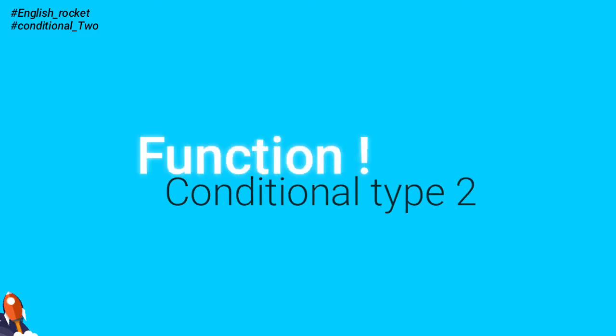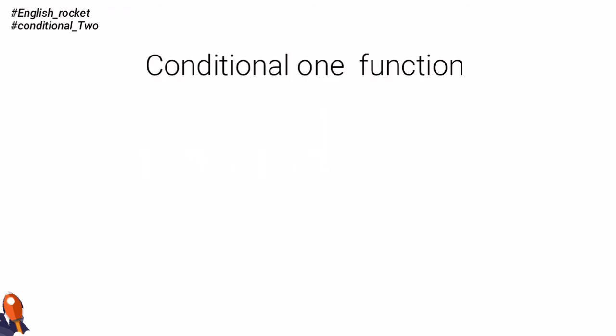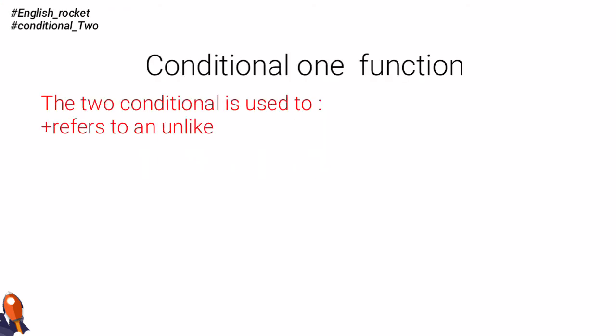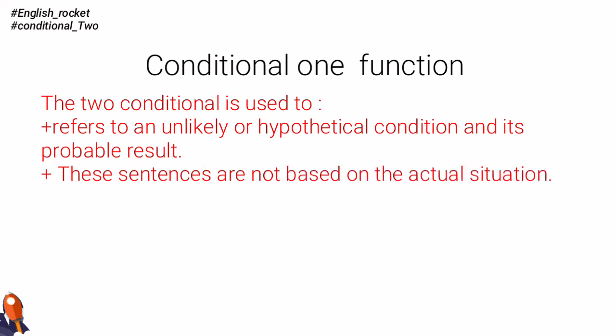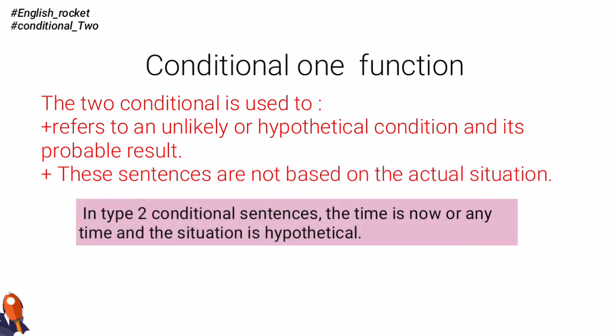About its function, the type 2 conditional is used to refer to an unlikely or hypothetical condition and its probable result. These sentences are not based on actual situations. In type 2 conditional sentences, the time is now or any time, and the situation is hypothetical.